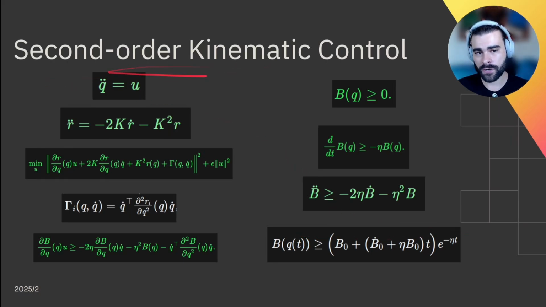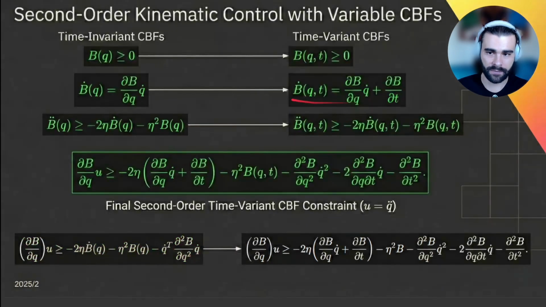So for a second order kinematic control, the optimization problem becomes bigger, as we saw here. And also, the barrier function becomes of this type, dB/dq times u, where u is the acceleration, of course, greater than or equal to this whole expression here on the right. But again, B doesn't depend on time, and since we're dealing with obstacles that are moving in unpredicted ways, B has to depend on time.